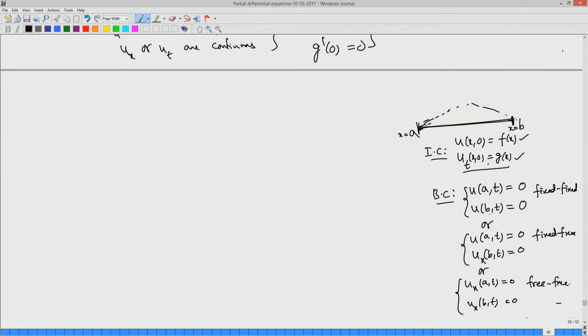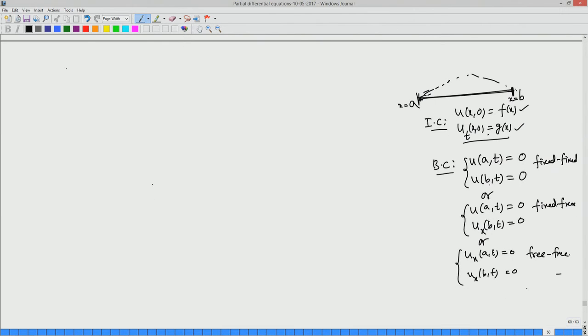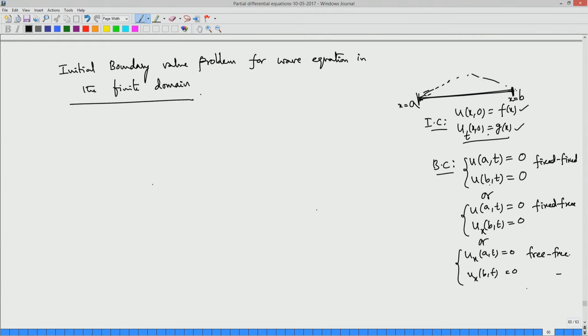So, a string is satisfying the wave equation. So, you can now write the initial boundary value problem for the wave equation in the finite domain, the one dimensional wave equation in the finite domain.